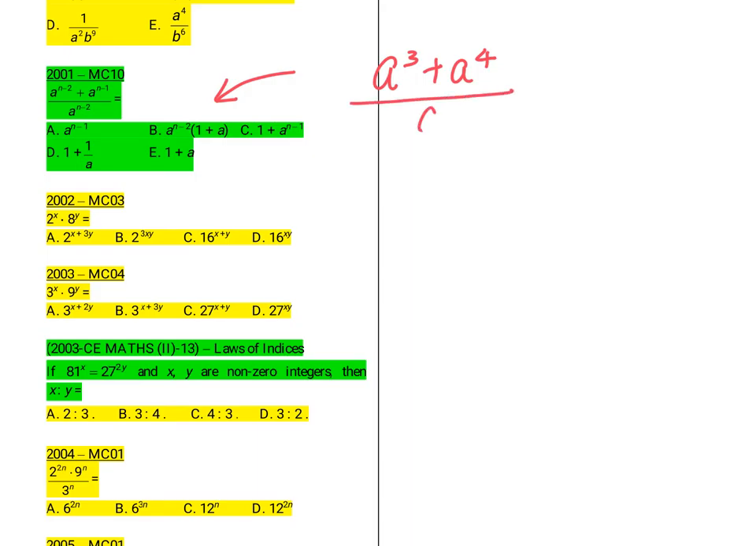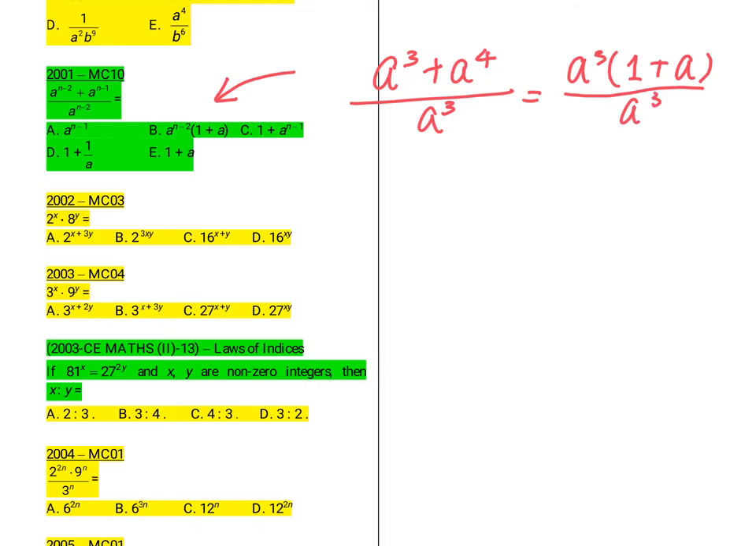OK, for example, I write a to the power 3 plus a to the power 4, divided by a to the power 3. So how to do these questions? In the previous chapter, you learned factorization. So, in order to simplify, you can't just cancel the numerator. So I have to factorize a to the power 3 out. a to the power 3 take away a to the power 3, so remain 1. a to the power 4 take away a to the power 3, that means divided by a to the power 3, remain a. So over a to the power 3.